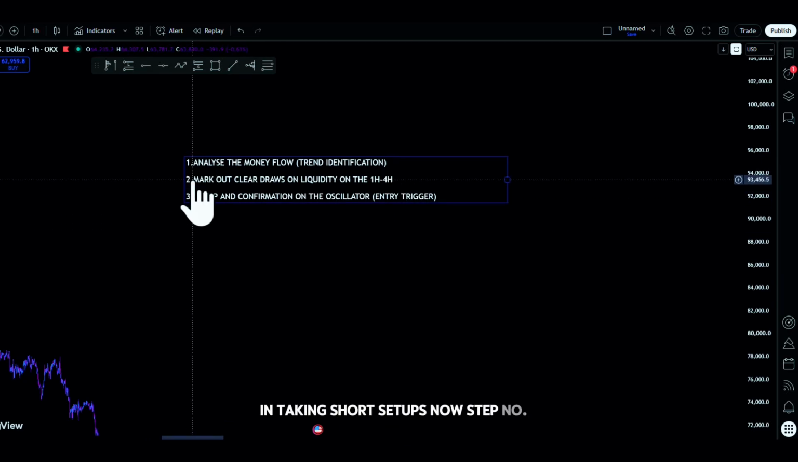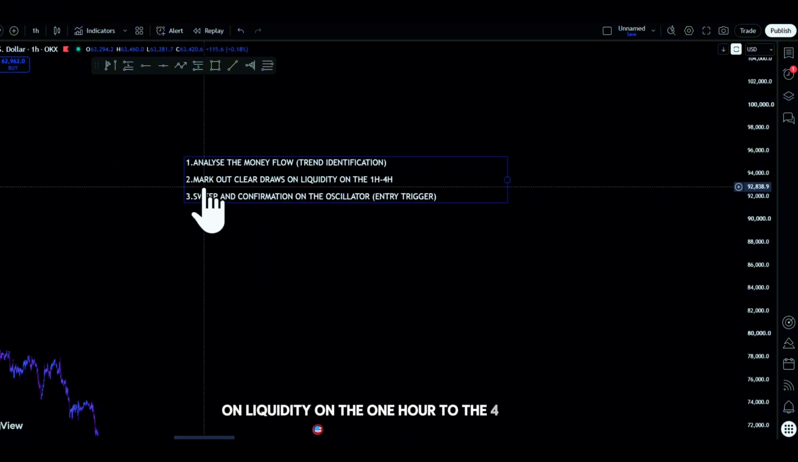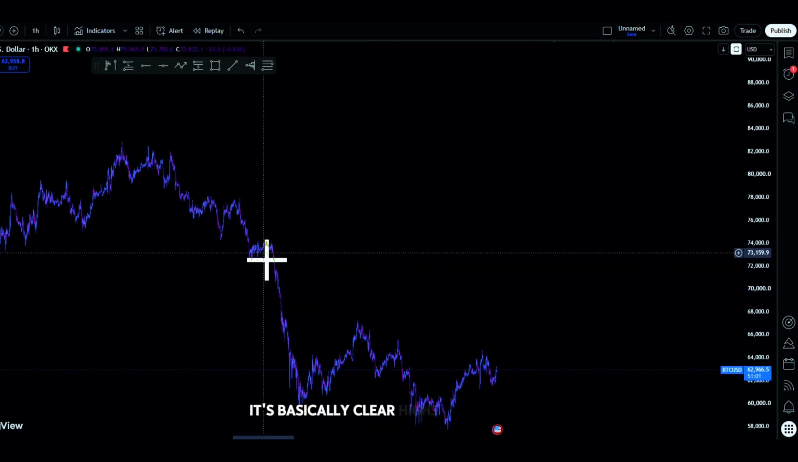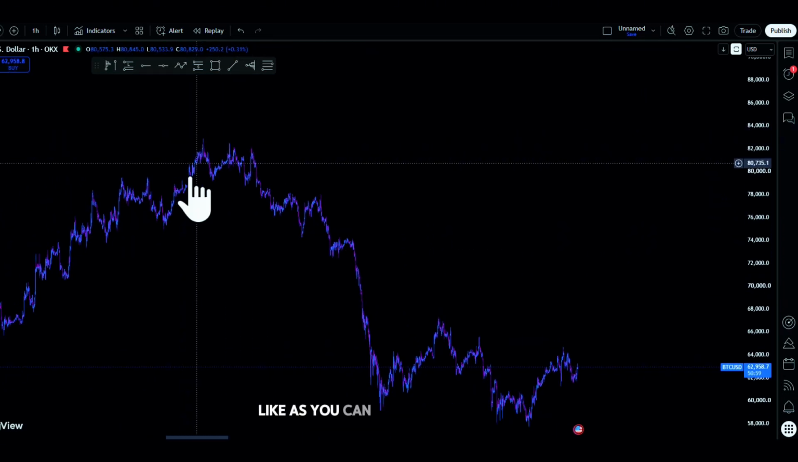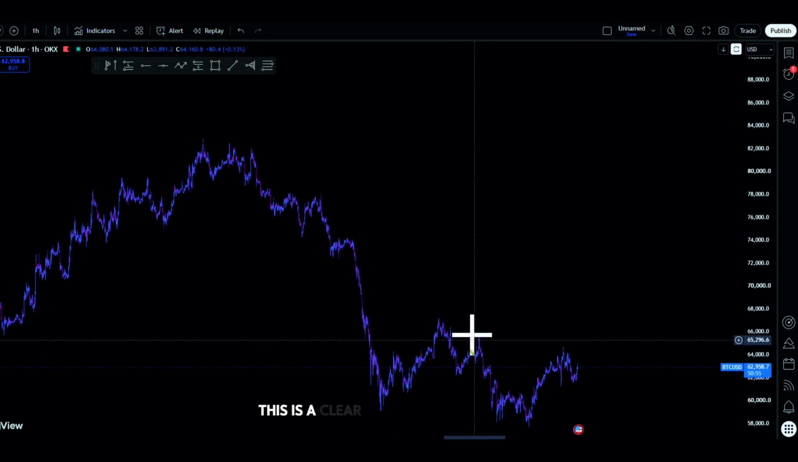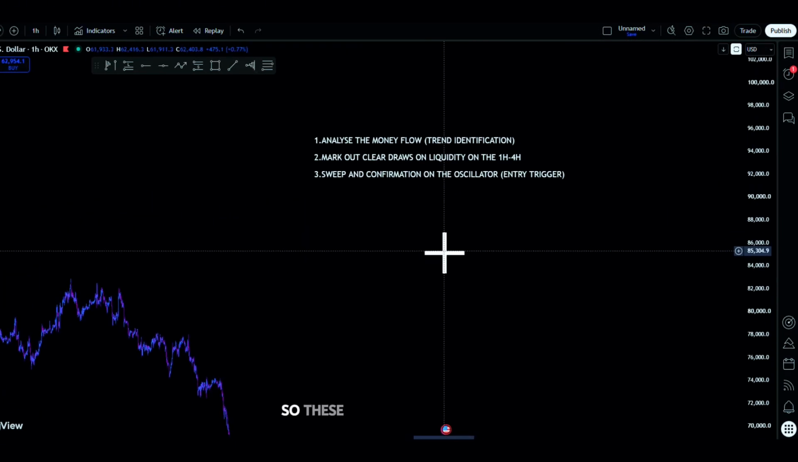Now, step number 2. Mark out clear draws on liquidity on the 1 hour to the 4 hour. Now, what I mean by clear draws on liquidity is pretty simple. It's basically clear highs or clear lows. Like as you can see, this is a clear high, this is a clear low, this is a clear low, this is a clear high, this is a clear high. So these are draws on liquidity and they should be clear, which you can see with your naked eye.